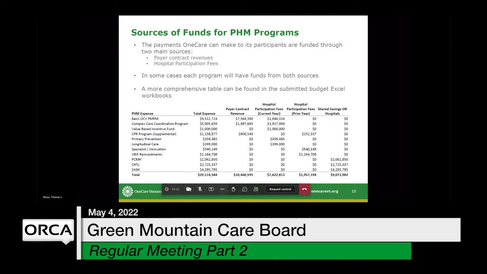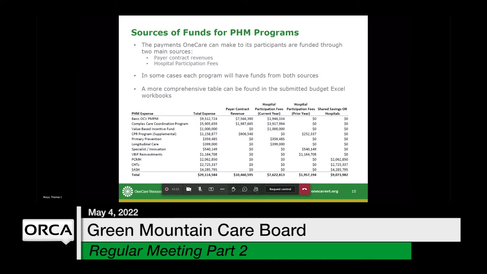main sources. The first is the payer contract revenues. So for example, when Medicaid pays us at PMPM, $4.75, those funds are used downstream to fund these PHM initiatives. The other is hospital participation fees, so the hospital contributions. In some cases, perhaps most cases, there are multiple funding streams for any individual initiative. Usually this is broken down by the different payer lines.